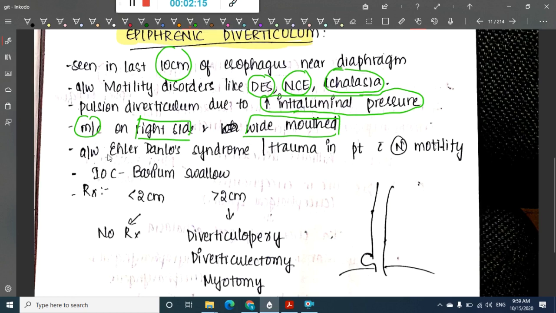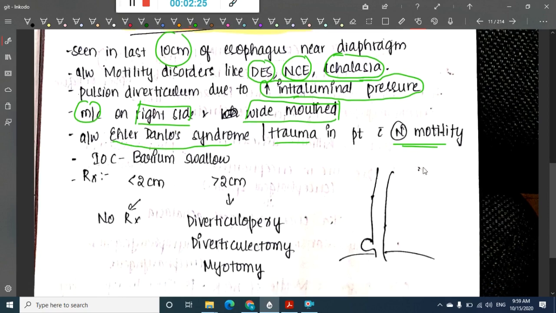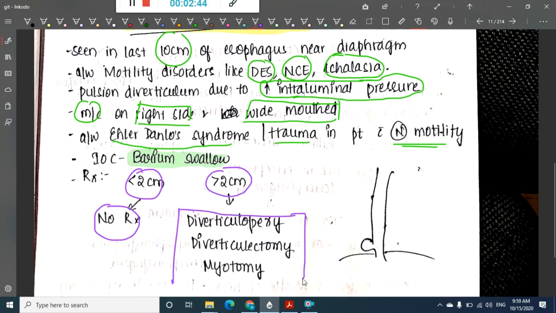The epiphrenic diverticulum is also associated with Ehlers-Danlos syndrome, and with trauma in patients with normal motility. The investigation of choice is barium swallow, from which we will measure it. If it is less than 2 centimeters in size, then no treatment is necessary. If it is more than 2 centimeters, then you should do treatment, that is diverticulopexy, diverticulectomy or myotomy.